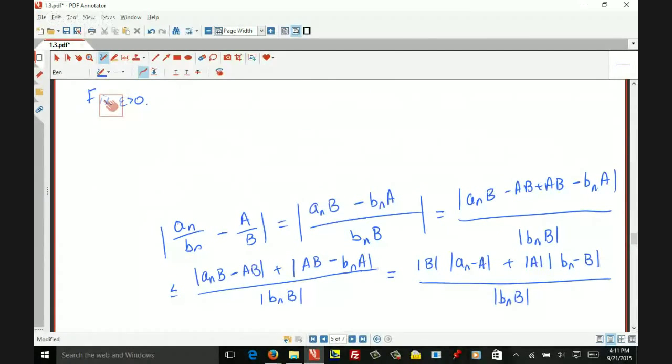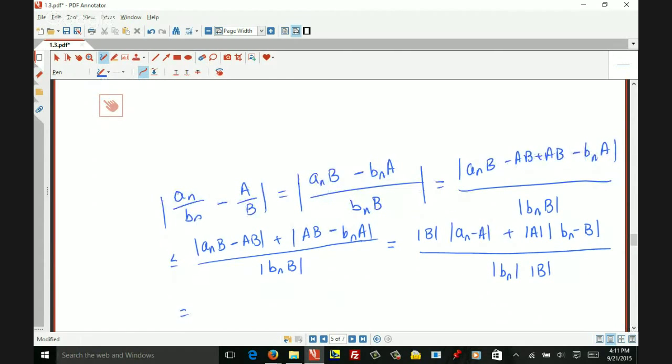Okay, so what we want to do, and I'm going to write this denominator as absolute value B sub n, absolute value of B. Now, if I simplify it, I have the absolute value of B, a sub n minus A, over absolute value of B sub n, absolute value of B, plus absolute value of A, B sub n minus B, over B sub n, absolute value of B. On the first one, does anything cancel?